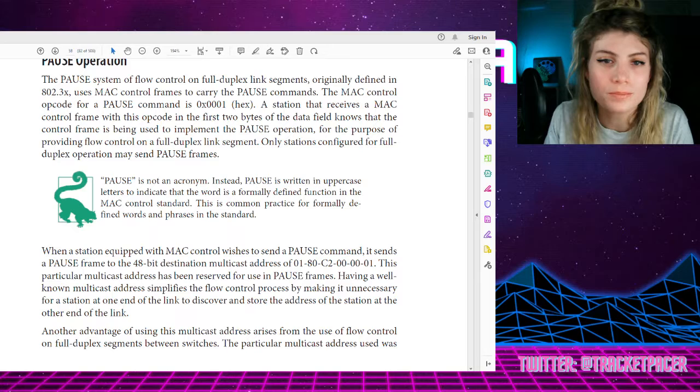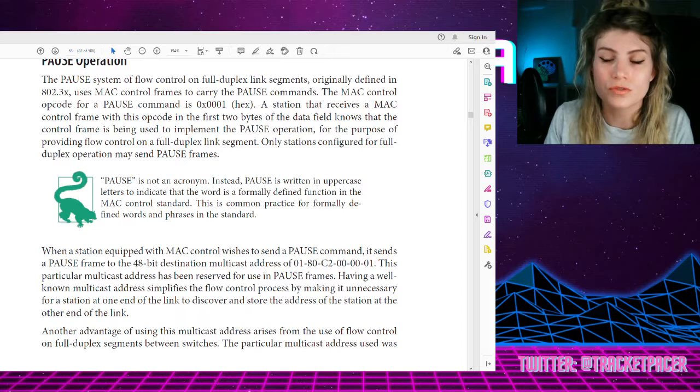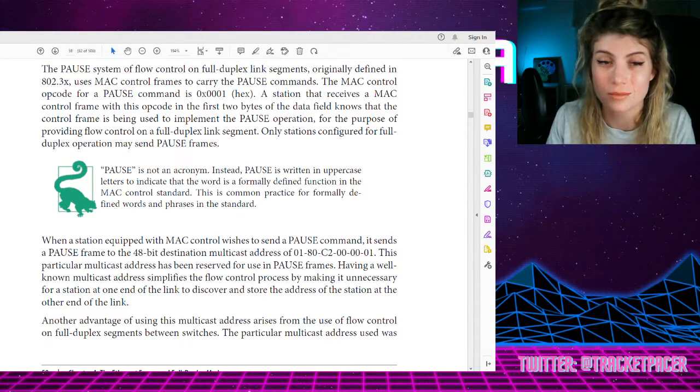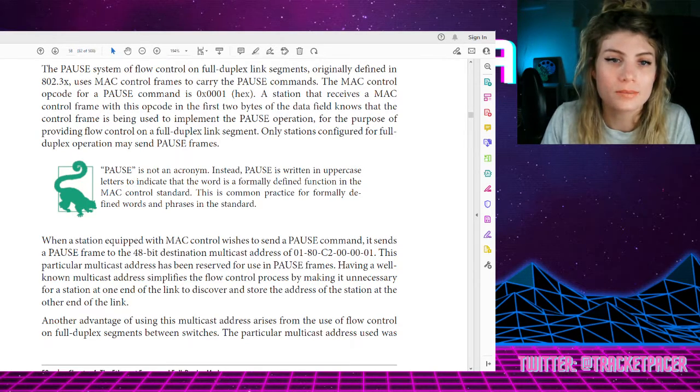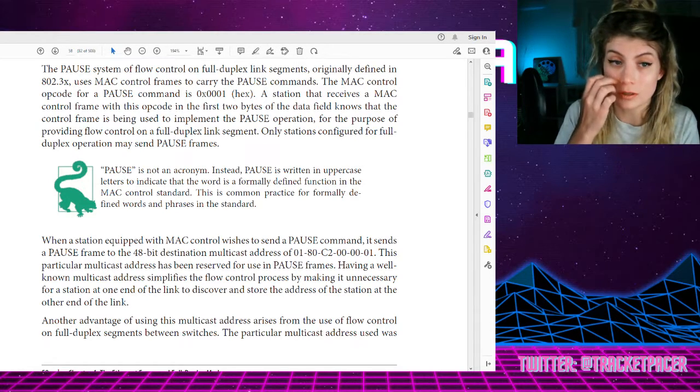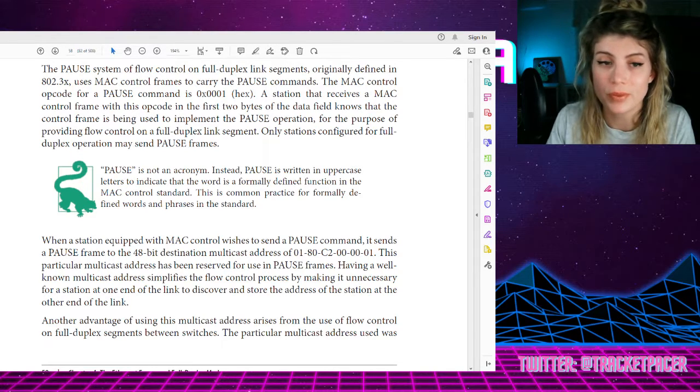Okay, wait, so where are we putting that? Okay, it's an opcode, so it's going to be in the data field. So this frame would have hex 8808 in the type field, and then as the device reads further into the frame, in the data field at the first 2 bytes, that is our opcode. So that's going to be 0001. Okay. So that's how we know we're using pause operation for the purpose of providing flow control on a full duplex link segment. Full duplex: only stations configured for full duplex operation may send pause frames. Okay.